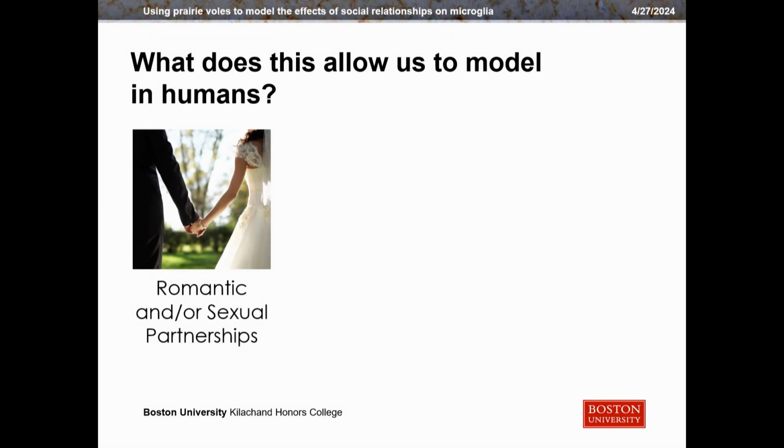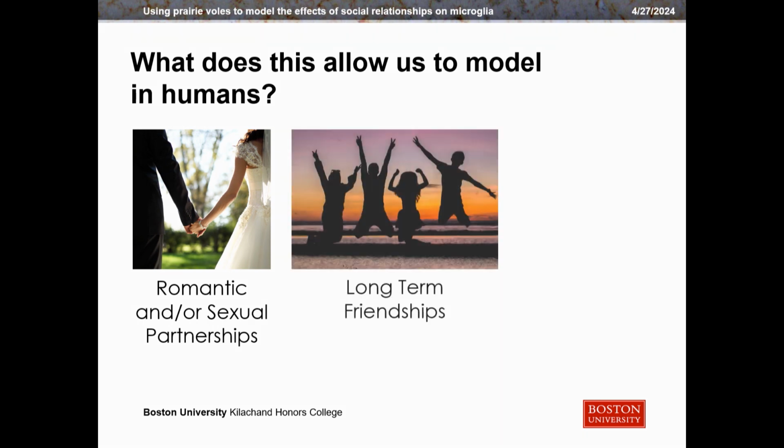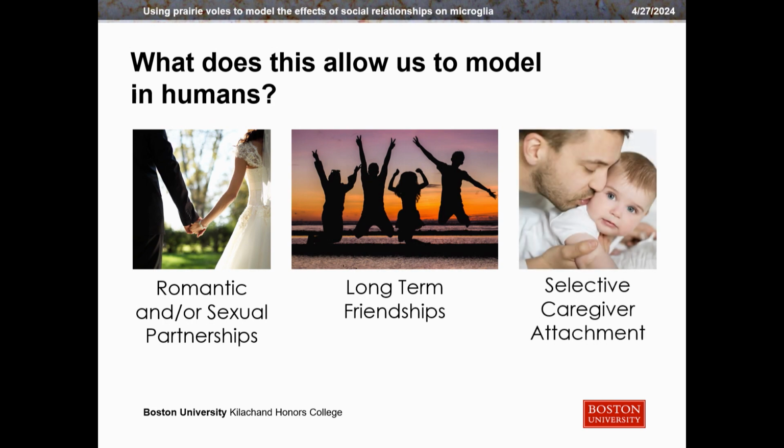So what does this pair bonding allow us to model in humans? First, it allows us to model romantic and/or sexual partnerships, perhaps most directly analogous to what you would think of in an animal. But additionally, it allows us to model long-term friendships and selective caregiver attachment that forms when you're an infant.